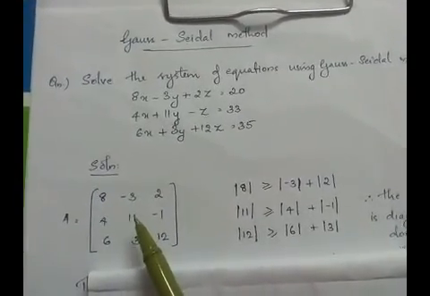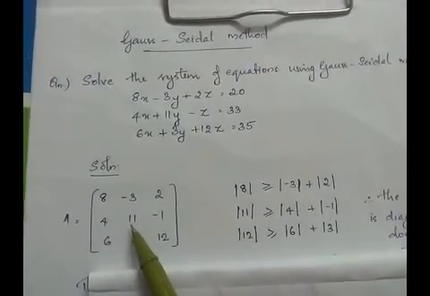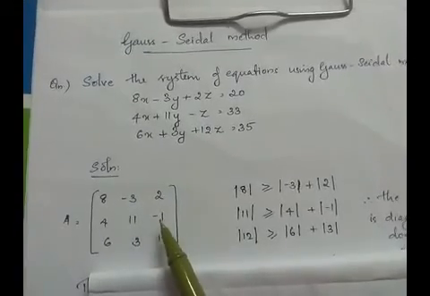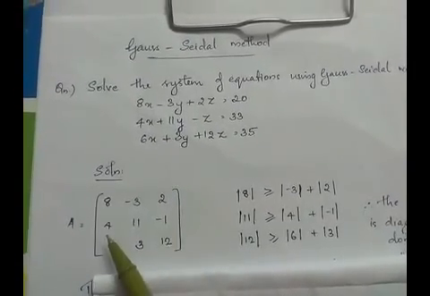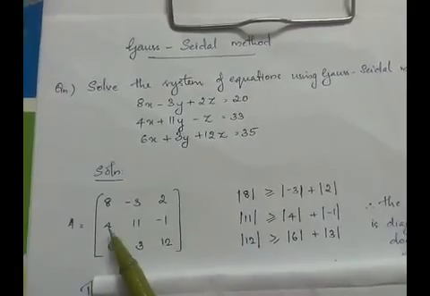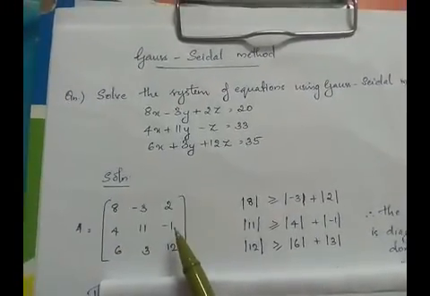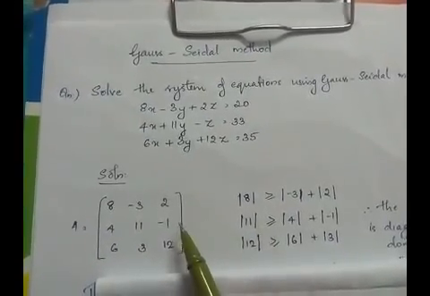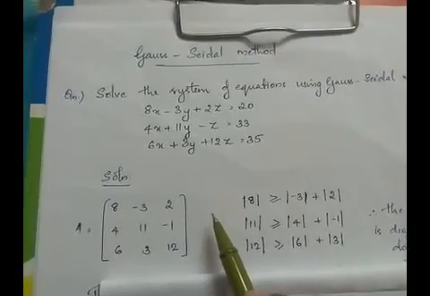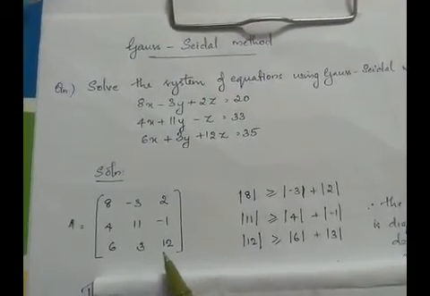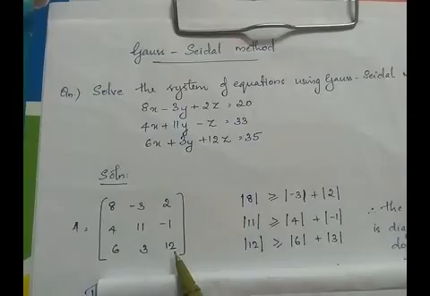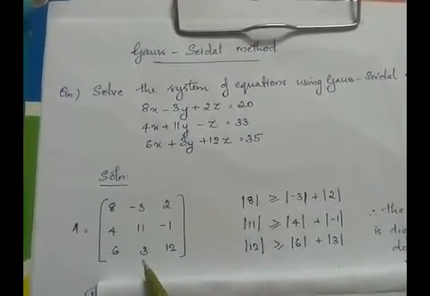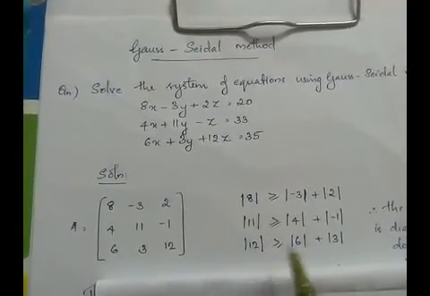Similarly, check for the other two rows. For the second row, the diagonal element is 11. And you can see that 11 is greater than the sum of the modulo of the other two. That means 4 plus modulo of minus 1, which is 1. So 4 plus 1 is 5. So 11 is greater than 5. That means the second row is also diagonally dominant. Similarly, the third row. Here the diagonal element is 12. The sum of the other two we will get 9. So 12 is greater than 9 and the third row is also diagonally dominant.